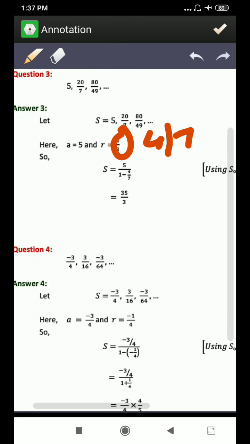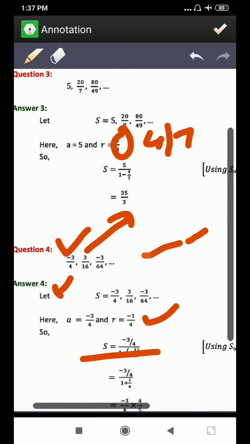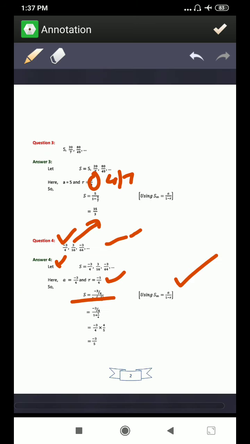Again a similar type of question is there. In this A is minus 3 by 4, and to get R you divide the second term by the first. When we divide 3 by 16, the second term, by the first term, or the third term by the second term, you are going to get R equal to minus 1 by 4. Again you put it in the same formula, S infinity is equal to A upon 1 minus R. So put the value of A as minus 3 by 4 and the value of R as minus 1 by 4. You will get minus 3 by 4 upon 1 plus 1 by 4.